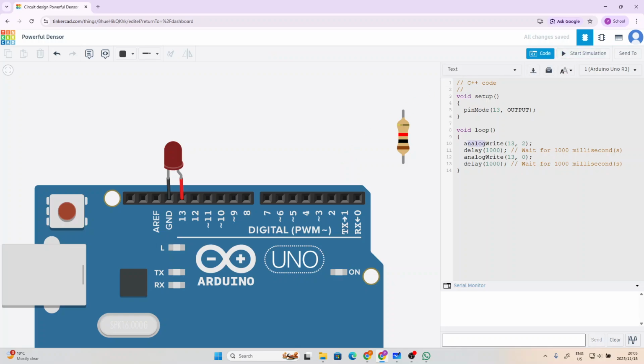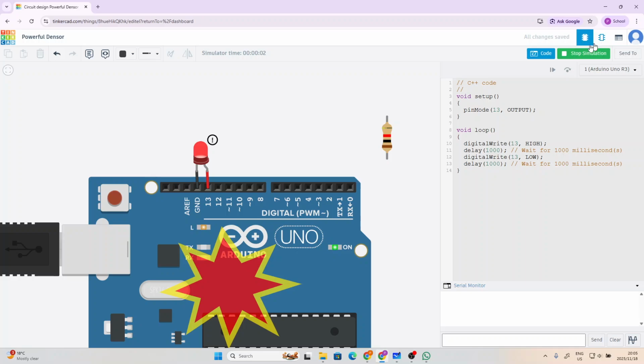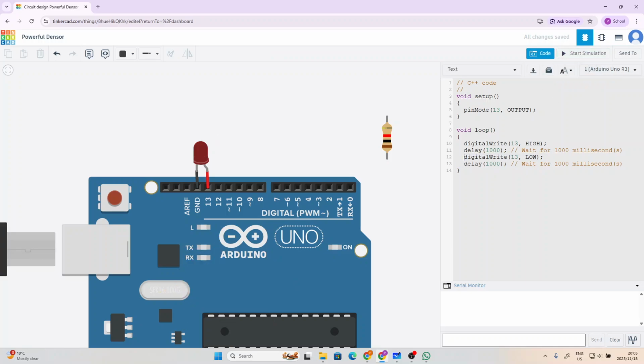Okay, well let's switch back to digital to see the effects. This will give me an error because this should be high and this should be low. Right. Looking at the effects of this, what's going on here? The LED bulb is blowing. You see, right.